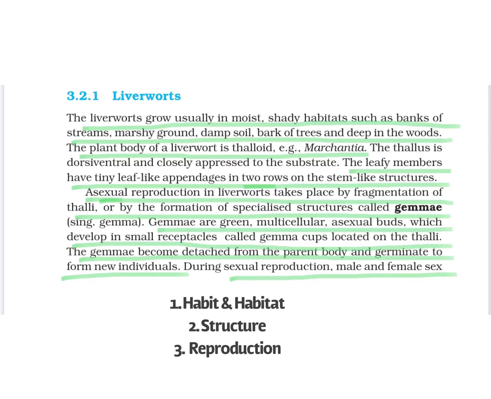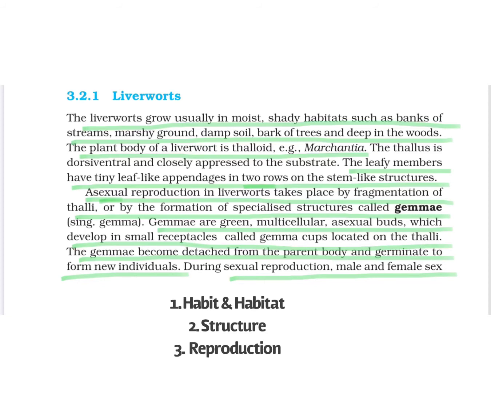thallus type, just similar to algae structure. For example, Marchantia. The thallus is dorsiventral and closely pressed to the substratum. So a flat structure is observable, a leafy structure is observable. Leafy members have tiny leaf-like appendages in two rows on the stem-like structure.